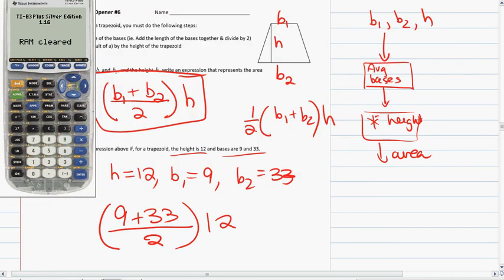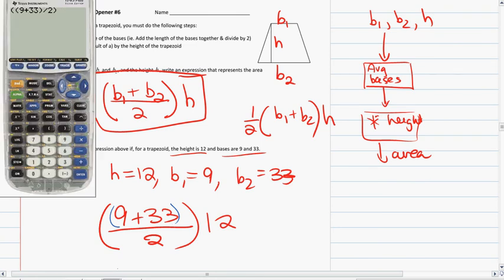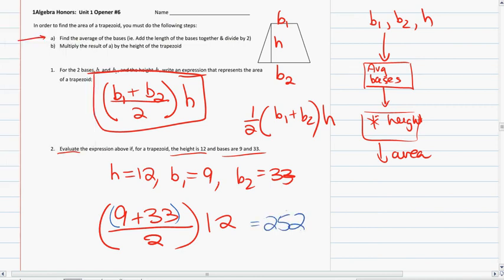Alright, so 9 plus 33. Let me get my parentheses ready. 9 plus 33, and I want that whole thing to be divided by 2. I don't just want the 33 to be divided by 2, which is what would happen if I didn't put the parentheses around the 9 plus 33. So whenever you have something in the numerator or the denominator that's a whole thing, you need to put parentheses around it. So now I have that whole thing, and then all that whole thing times the height. So I get 252 units squared, square units.